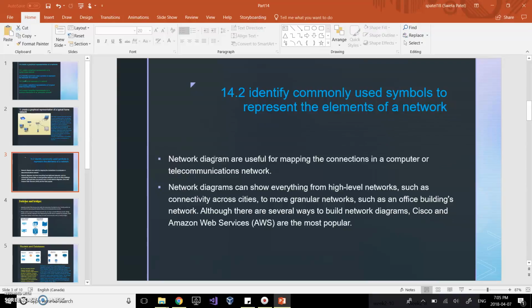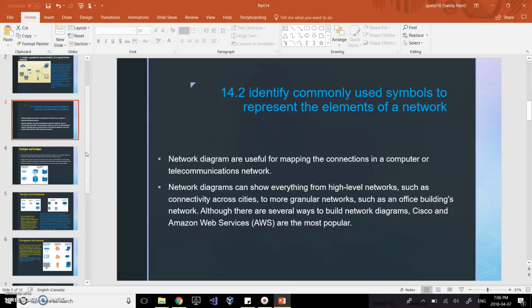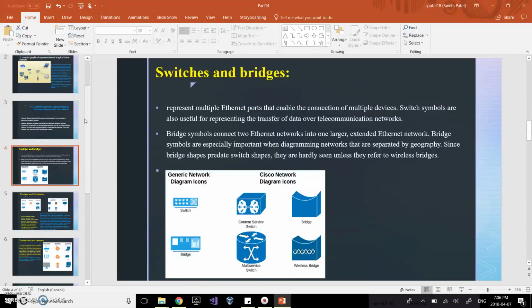So what are the commonly used symbols in representing elements of a network? Network diagrams are useful for mapping connections in a computer or telecommunication network. Network diagrams can show everything from high-level networks like connectivity across cities to more granular networks like an office building network. Although there are several ways to build network diagrams, Cisco and Amazon Web Services are the most popular.